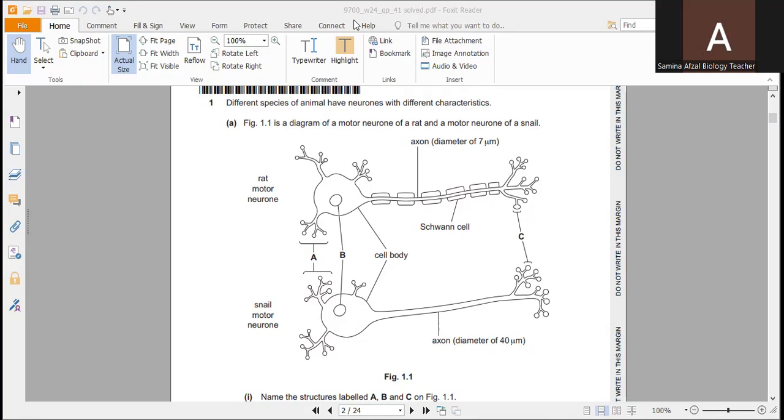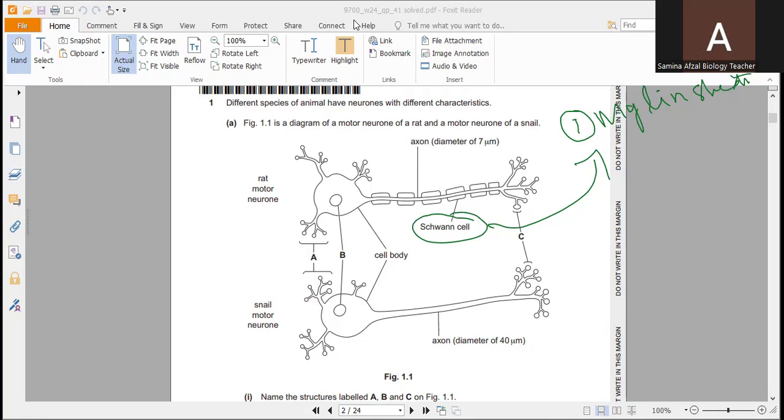The myelin sheath is present in the rat motor neuron, but it is absent in the snail. The myelin sheath is produced by the Schwann cells, so these are the Schwann cells which produce this myelin sheath. And this myelin sheath insulates the axon and allows for saltatory conduction.